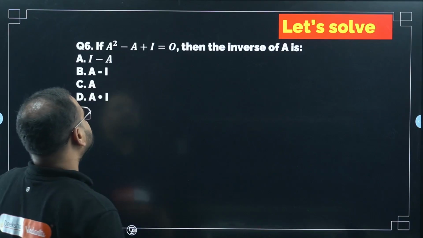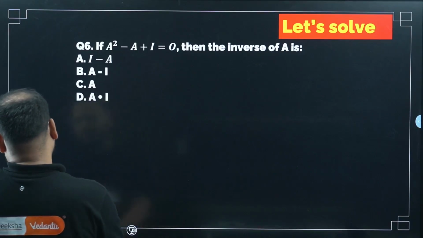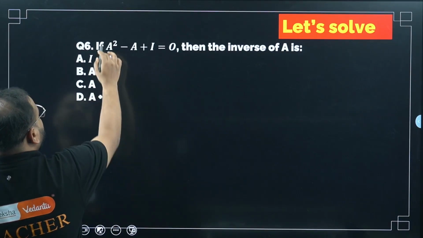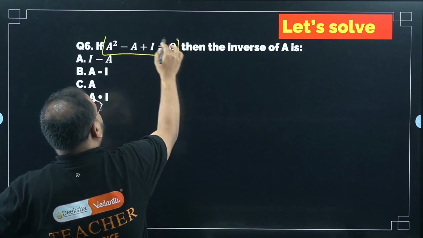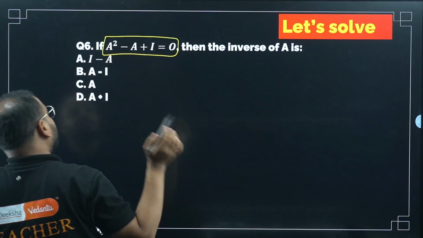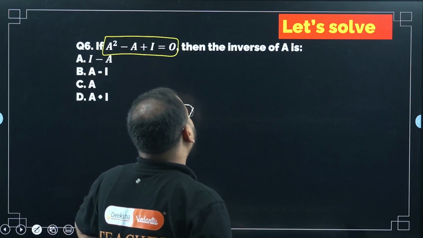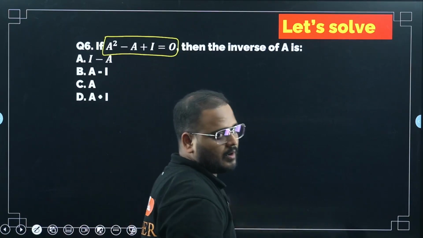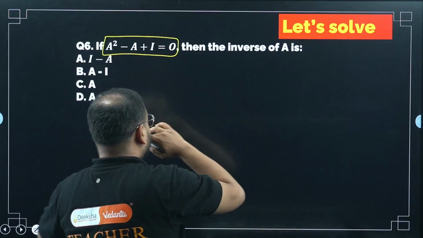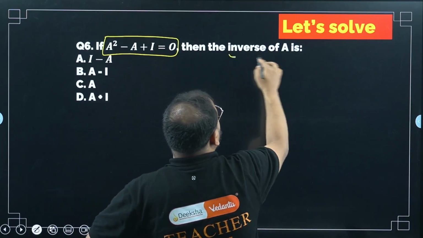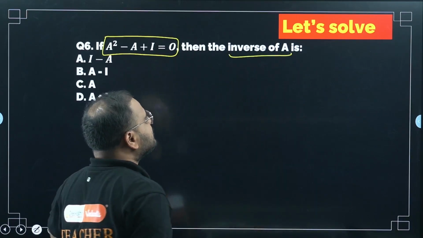They're asking us, a condition is given here. They gave us this condition that A square minus A plus I, identity matrix, is equal to 0, so equal to the null matrix. Then the inverse of A is going to be what? So what is the inverse of A?